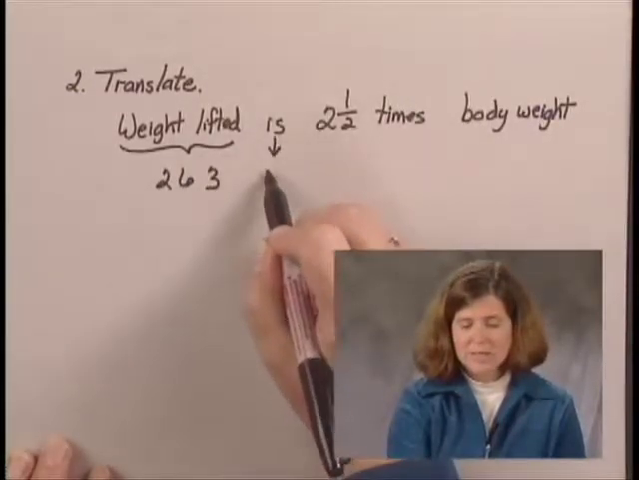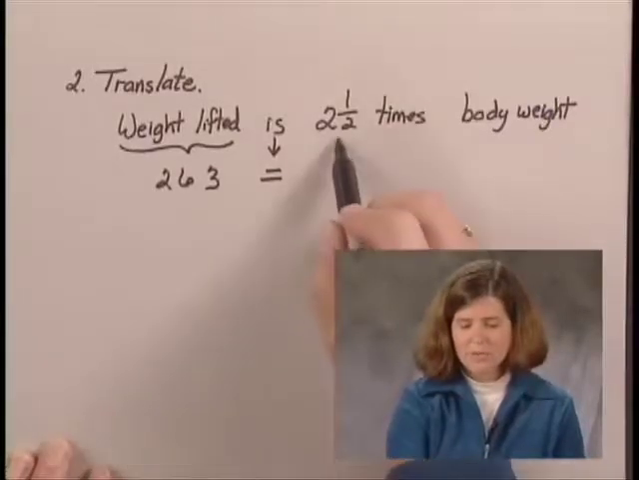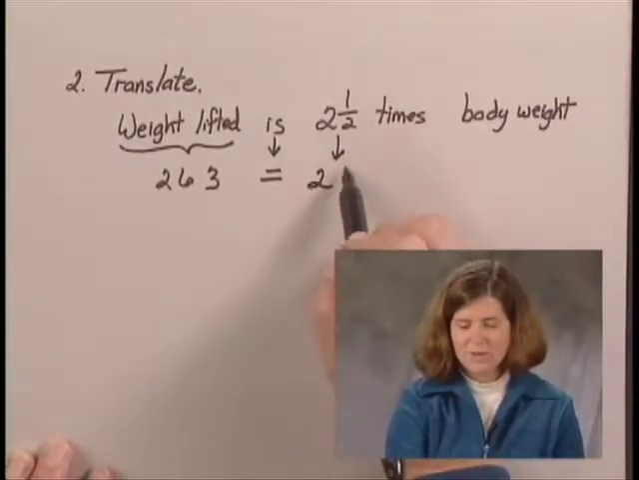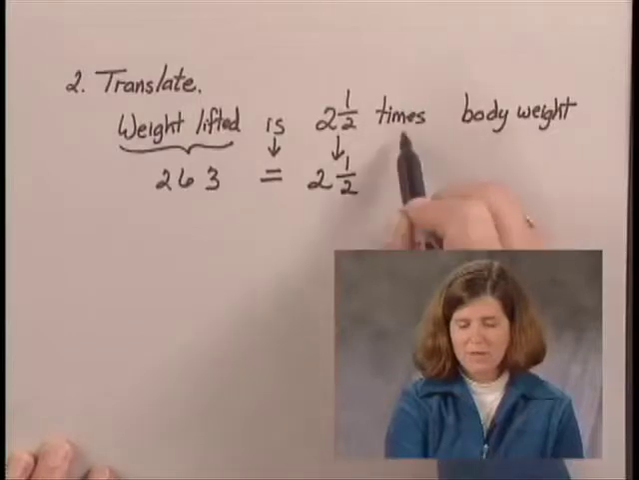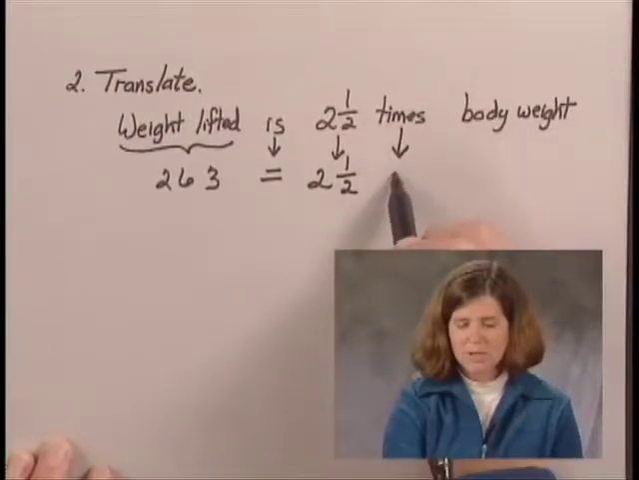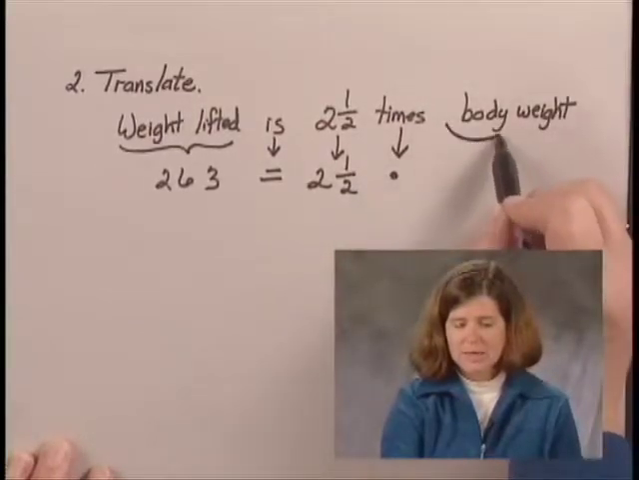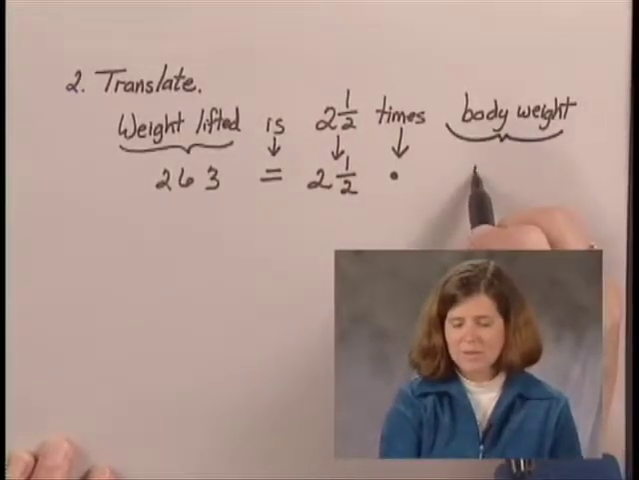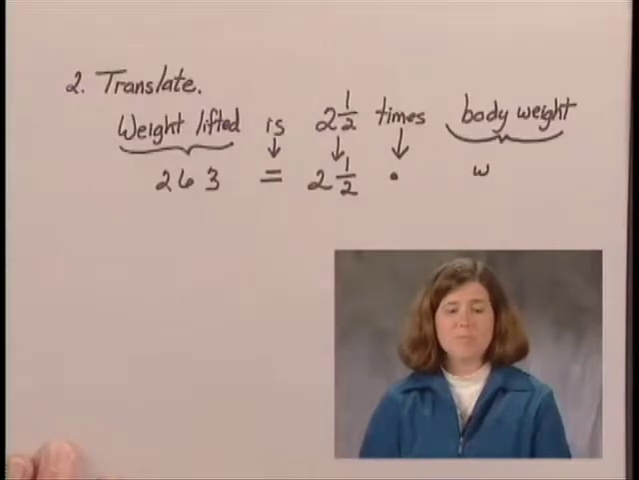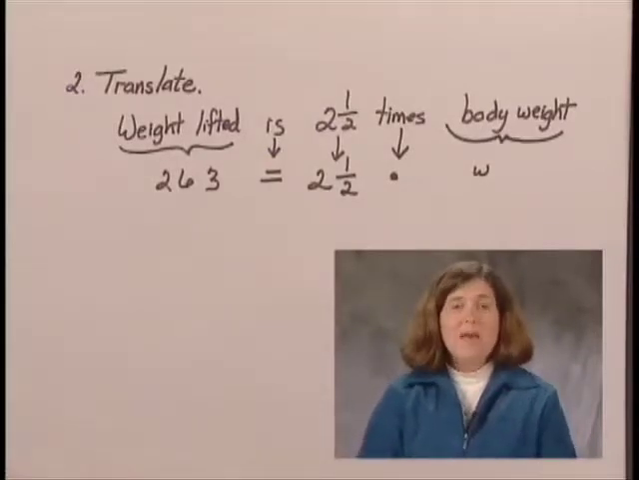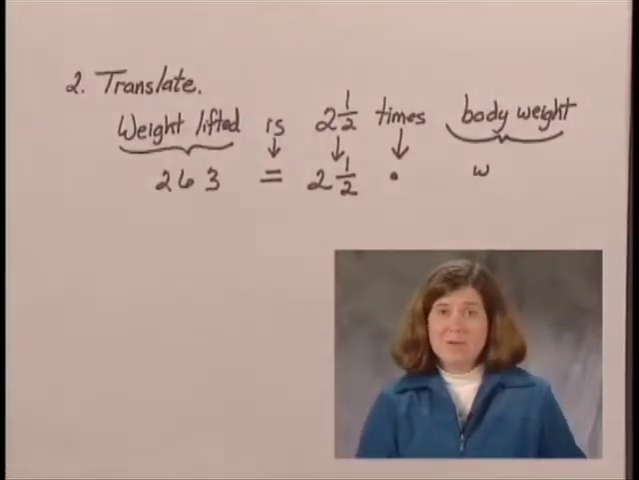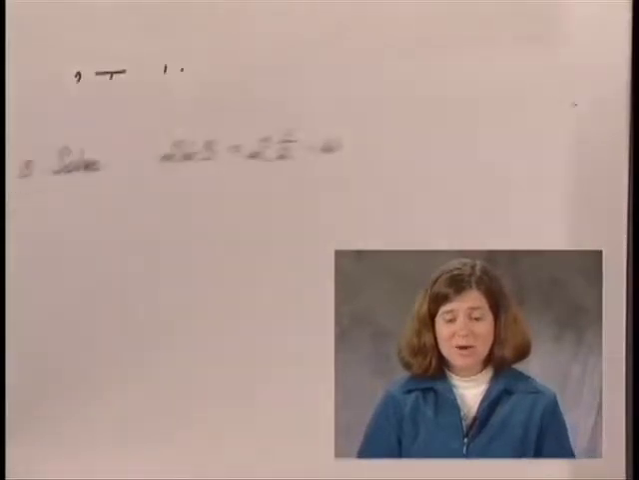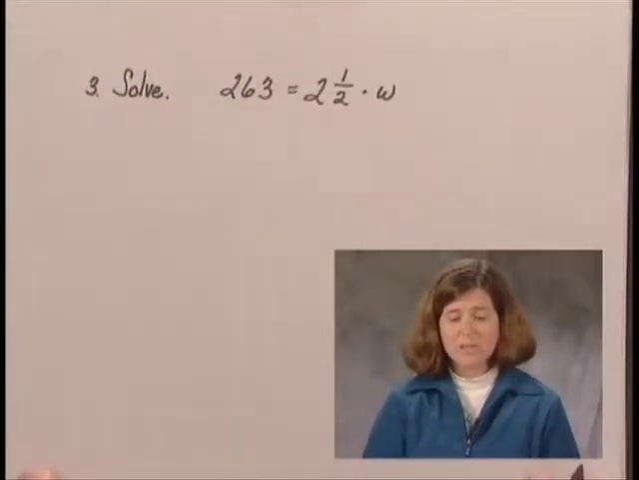Is translates to equals 2.5, and just write 2.5, times, we write a multiplication sign, and for the body weight, which we don't know, we set that equal to W as our variable. So now we have an equation, and we can move to our third step in the problem-solving process, and that is to solve the equation.